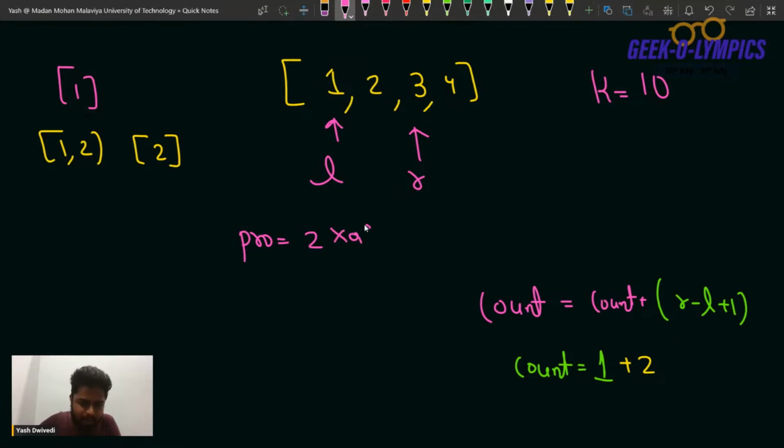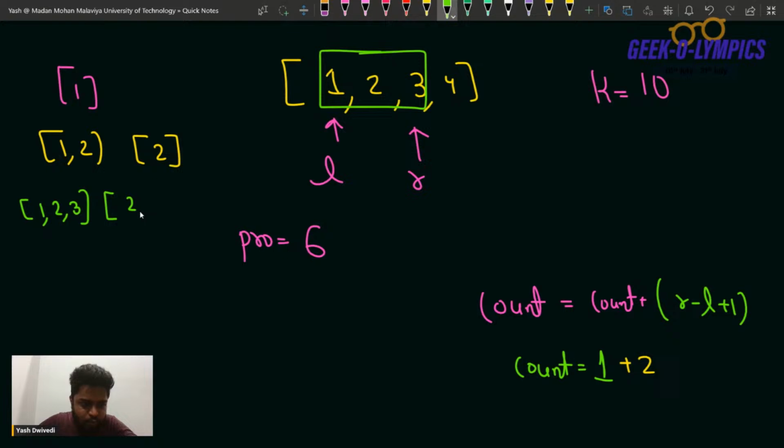Now when my R moves here, what is the product? I'll multiply again by A of R. So in this case, the product is going to become nothing but 6 here. So when the product becomes 6, again it is in the range, it is less than K. So now I will consider this particular window. The elements considered are 1 comma 2 comma 3, this particular subarray. Then the next one is 2 comma 3, right? And the next one is 3. So this is how we are considering these subarrays.